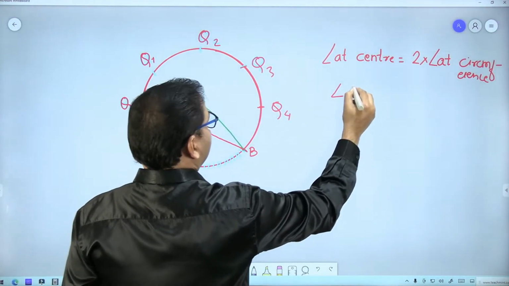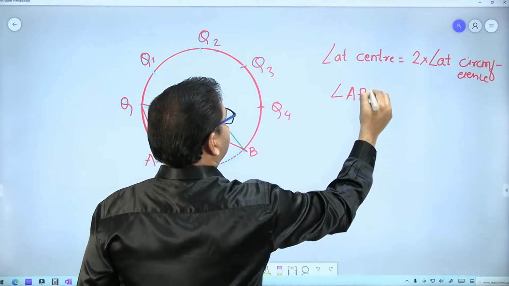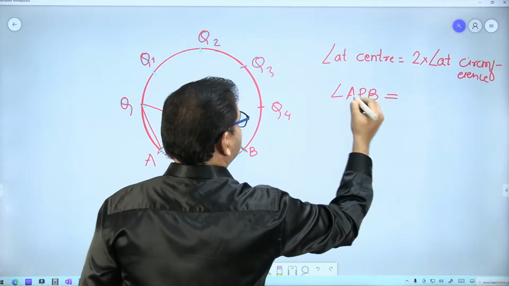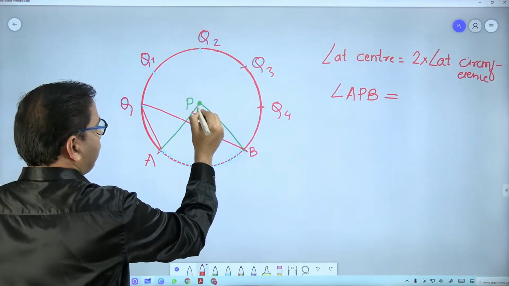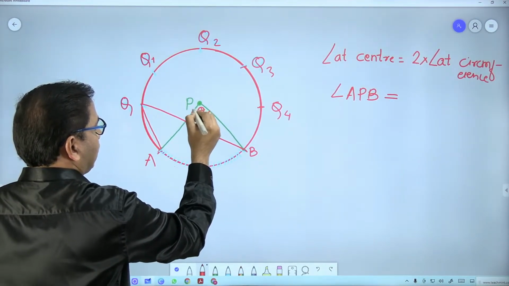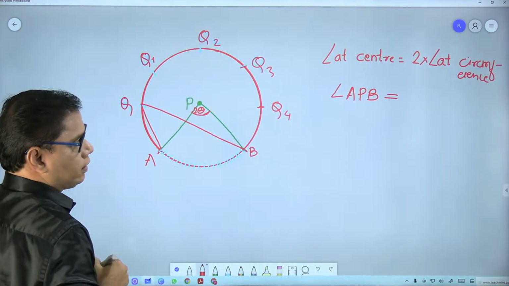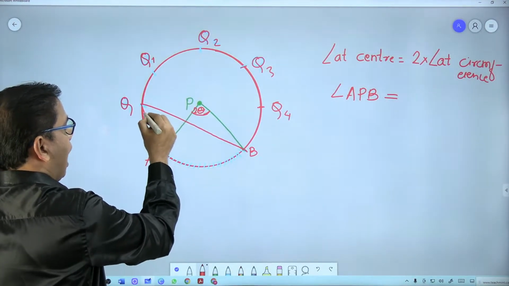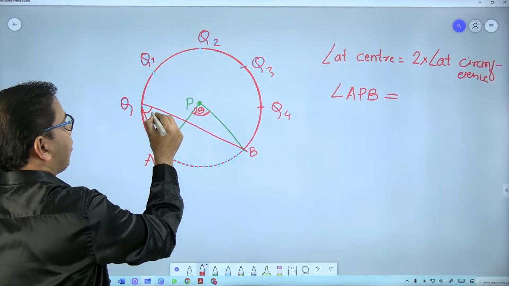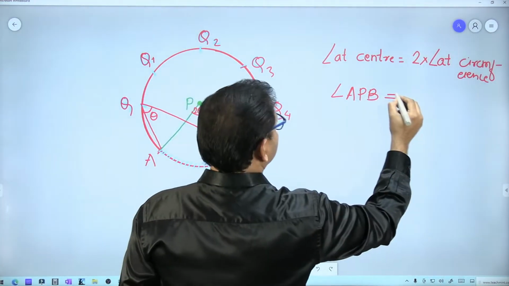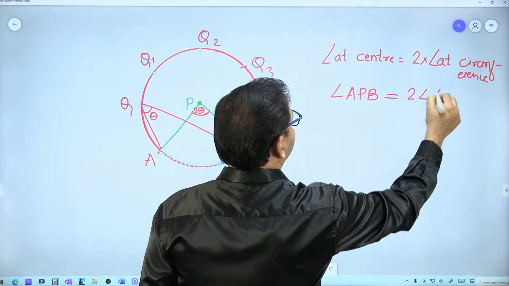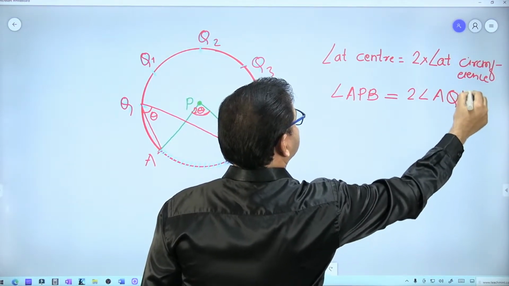So I have angle APB as the angle at the center. I can also call this angle a central angle. I will name this angle as theta, or let me say this is 2 theta. This angle is half the angle at the other part of the circle. Okay, so if this is theta, this will be 2 theta. This is twice angle AQB.